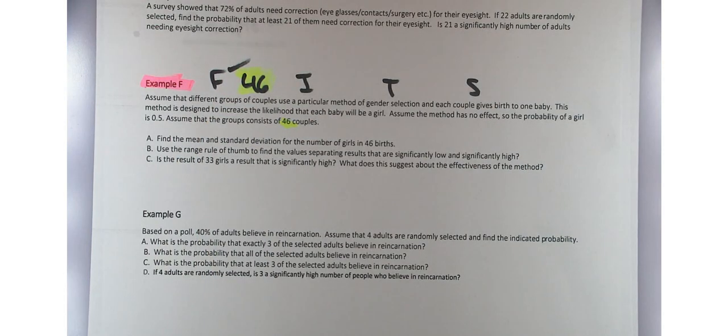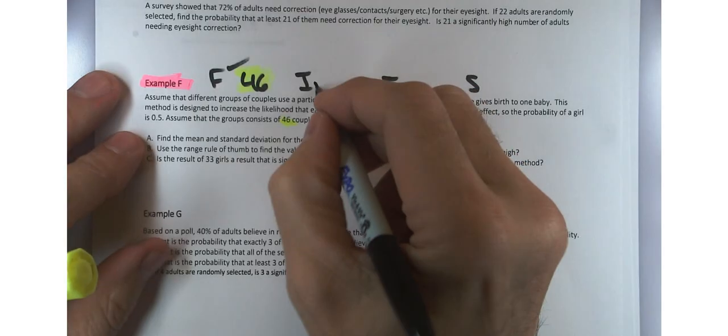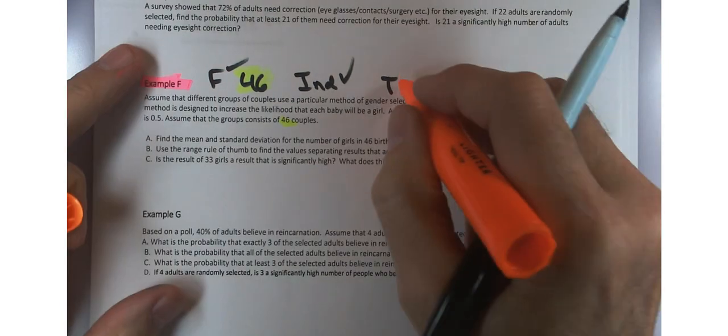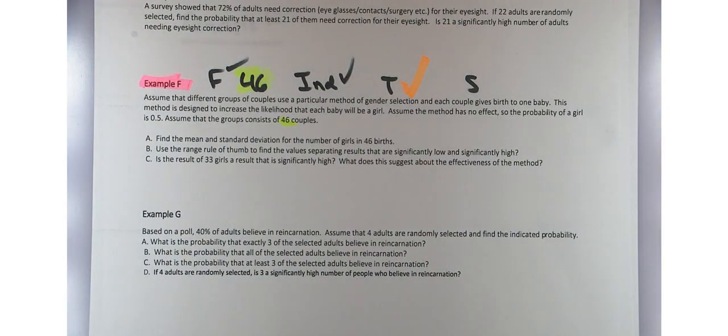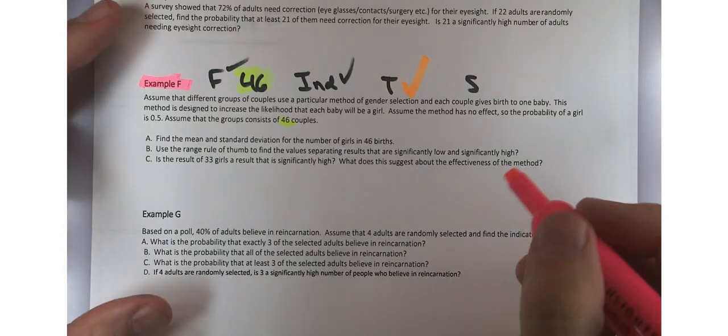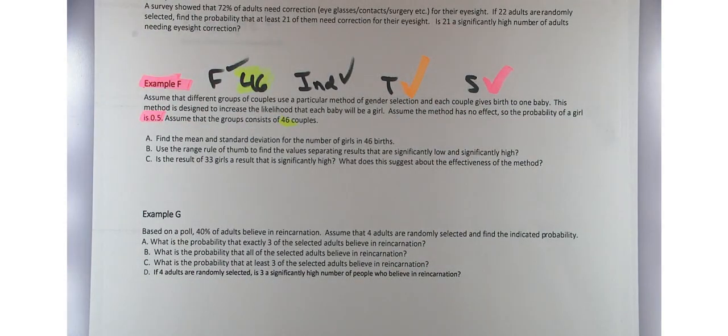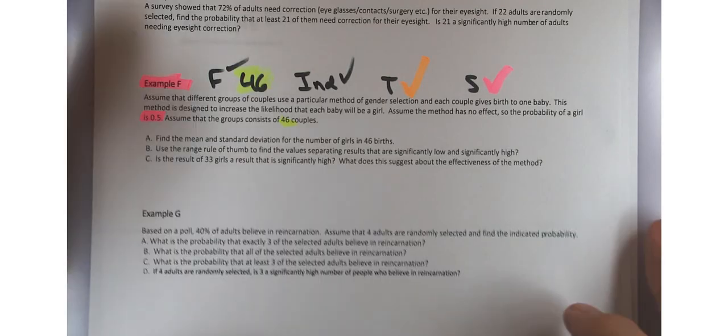Are they independent? Is the gender of one baby going to influence the gender of another baby from another couple? No. So we got independent checks. What's the T for? Two possible outcomes. So there's two possible outcomes there, a boy or a girl. And that probability of success, we're going to assume that it stays fixed at 0.5 throughout the trial. So you have the same probability of success all the way through. So looking good there.